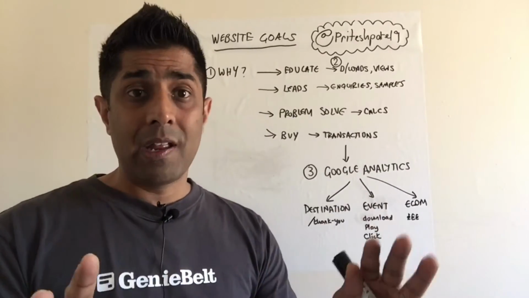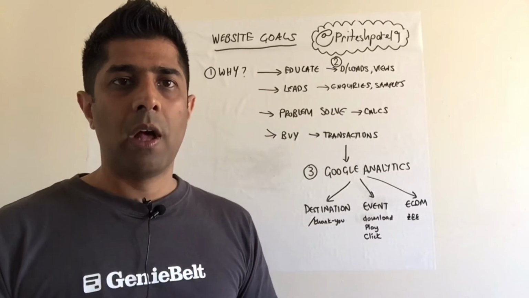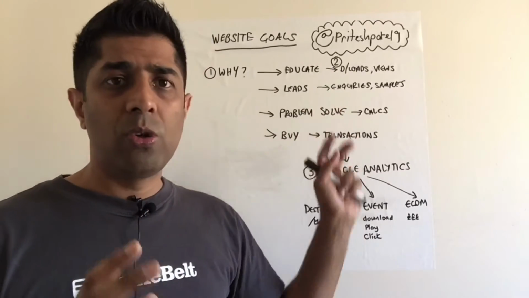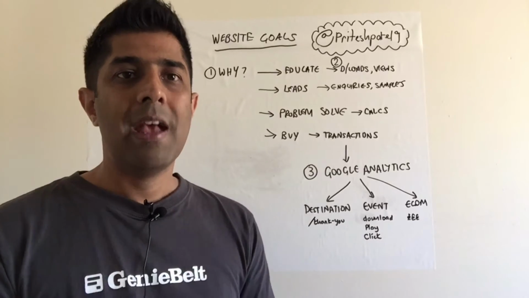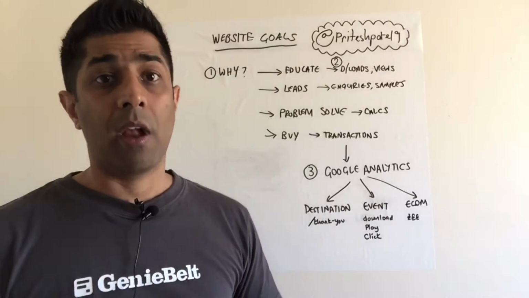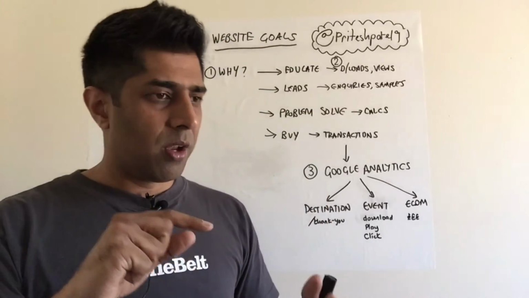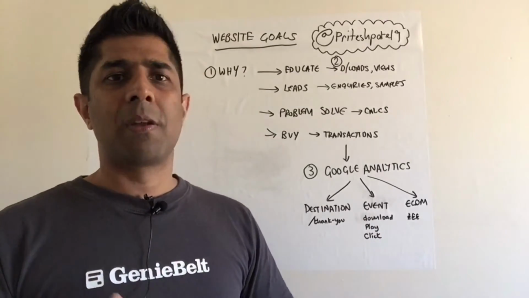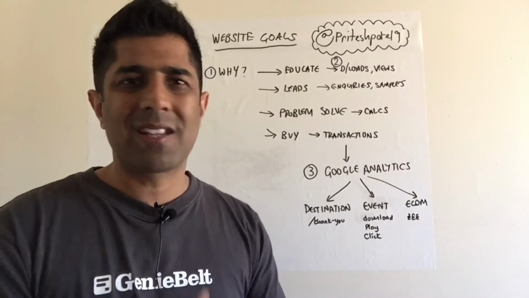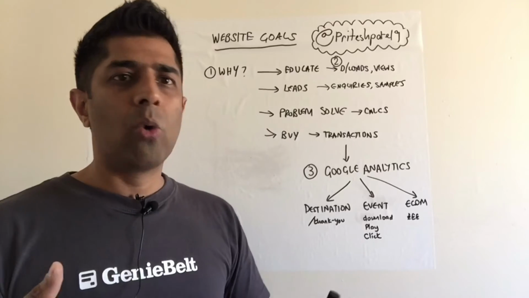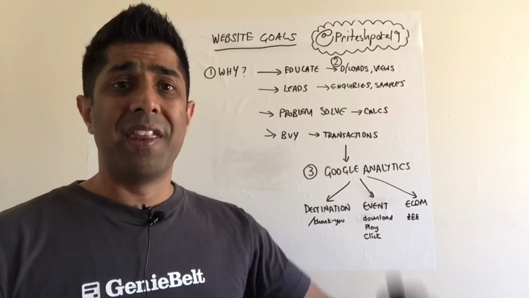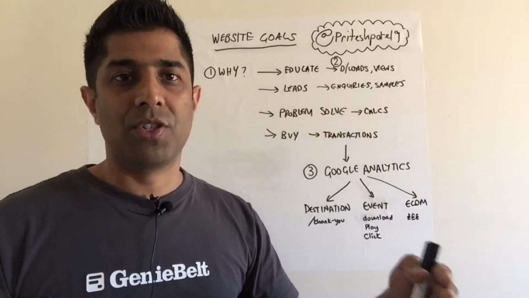If you can, brilliant, but just start off very small and pick 1 or 2 different types of goals and start measuring. The key thing is to get familiar with what goals are. A goal isn't somebody going to a contact us page. That's not a goal. A goal is somebody going to the contact us page and then some sort of action has been generated from it.